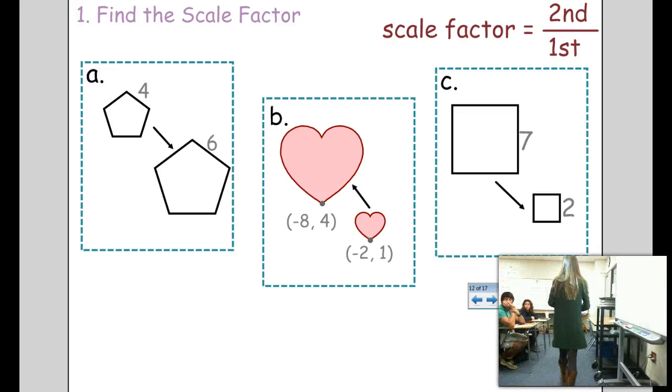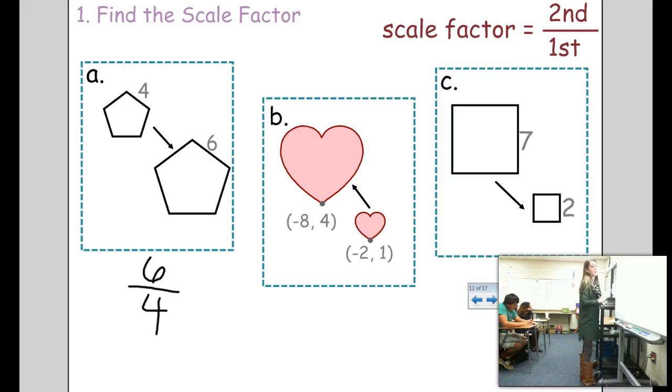My shape is getting larger. Is my scale factor going to be like 1/4? Larger than 1. That's what I was looking for. Okay, so if I'm getting bigger, my scale factor is larger than 1. If I'm getting smaller, my scale factor is less than 1. So let's do our new rule. Our new rule is second over first.